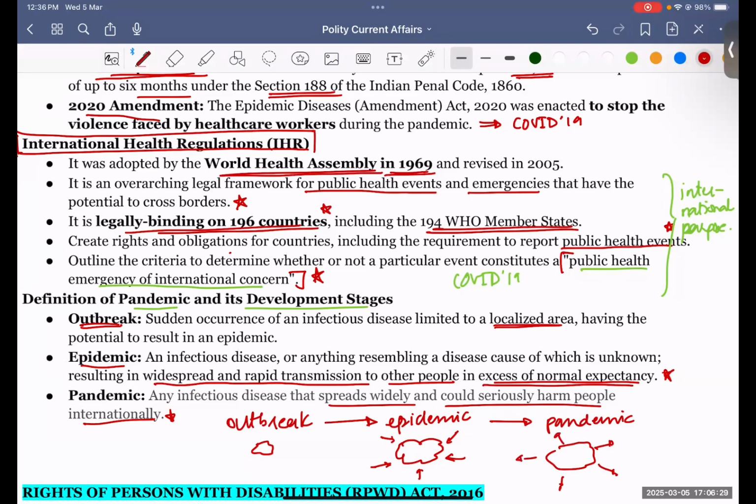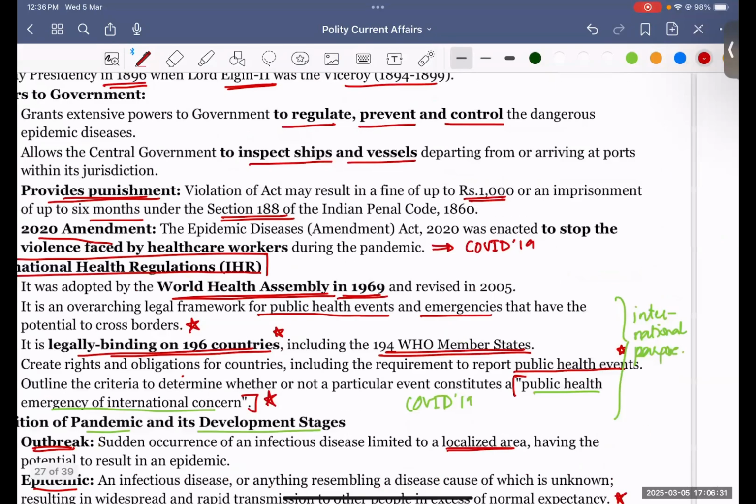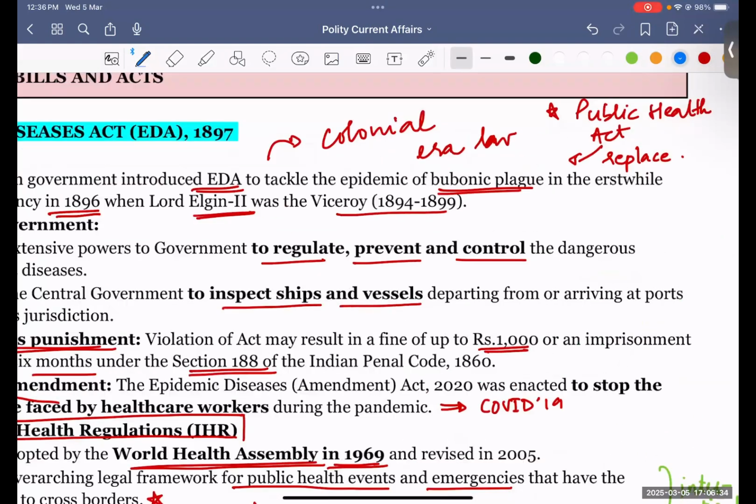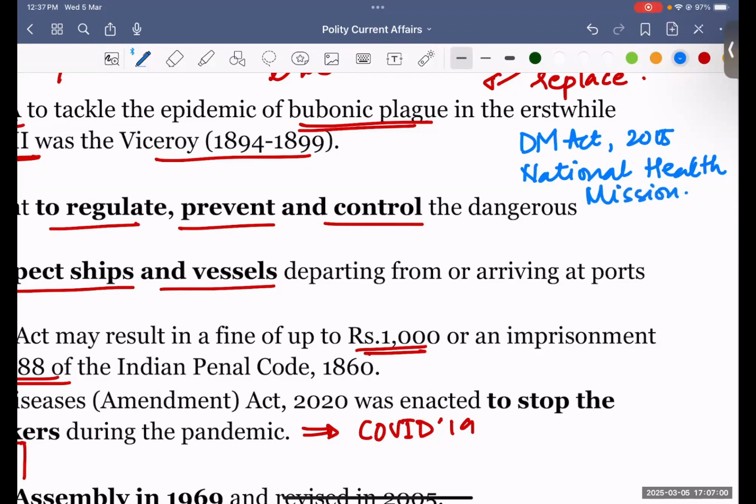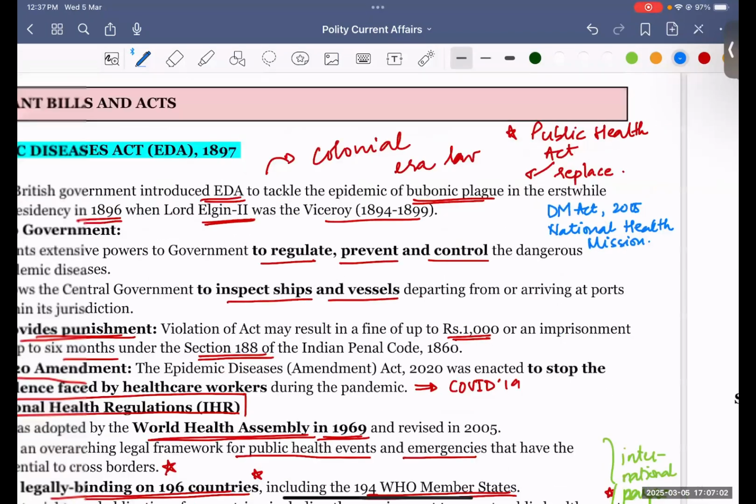Okay, so why is this important? Because UPSC has a knack of asking about outdated laws and the laws being replaced. Okay, so that's why this is important. What to study next is the DM Act 2005 and the National Health Mission. So this constitutes an important part of your prelims preparation.